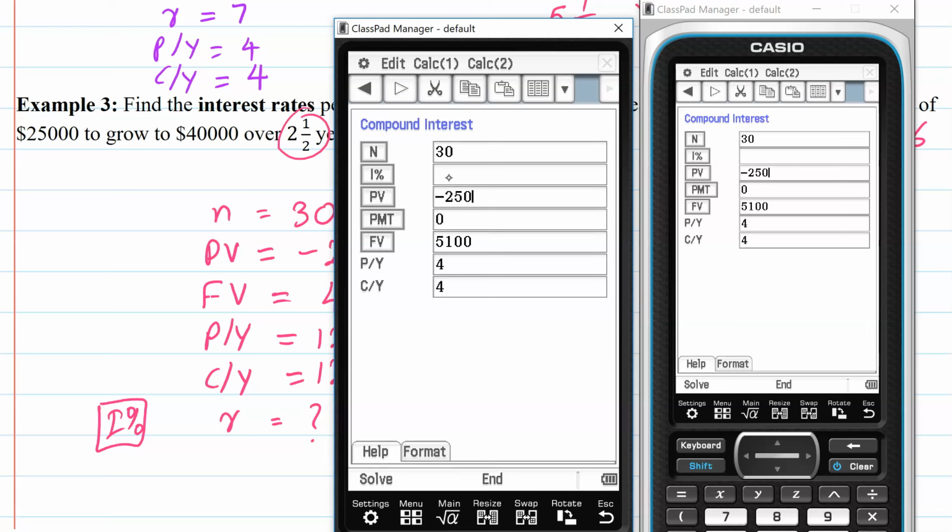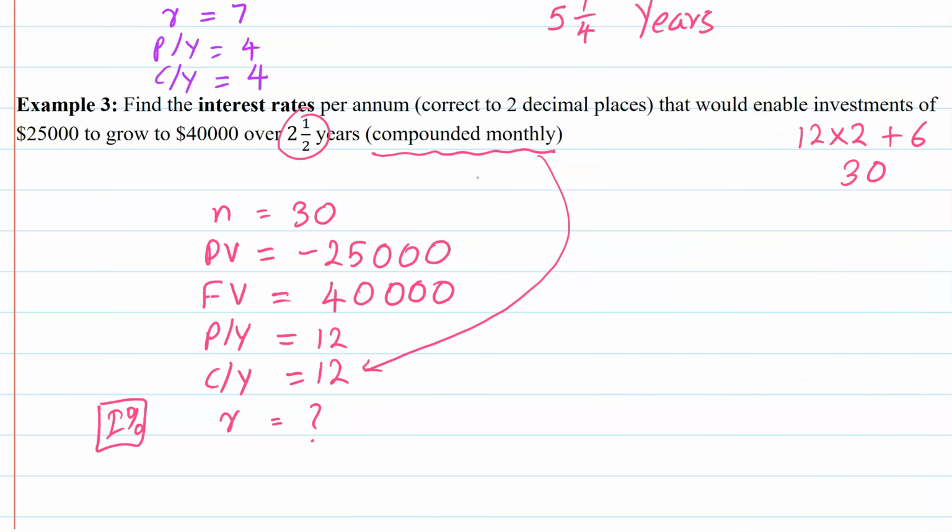Negative 25,000 for present value. No payments except the one at the future, which will be $40,000, and I do 12 times a year. Now if you select that box, leave your cursor there, press that button, that gives me 18.95 if you round off to the second decimal.